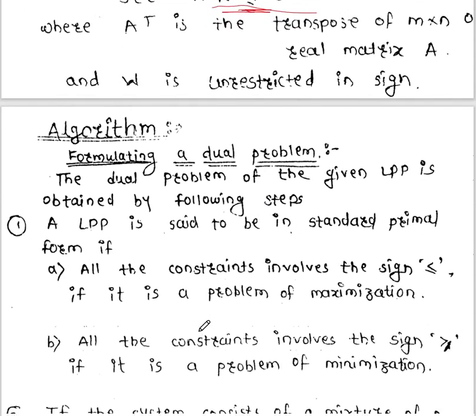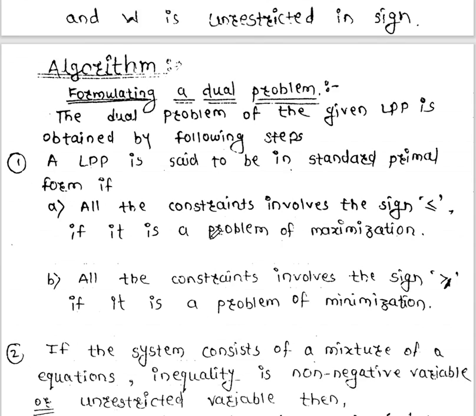Okay. Now we will see the algorithm: how to formulate the dual problem from the primal problem. So let us see the algorithm. The dual problem of the given LPP is obtained by the following steps. How to obtain the dual problem from a given primal problem. So we will see some steps.